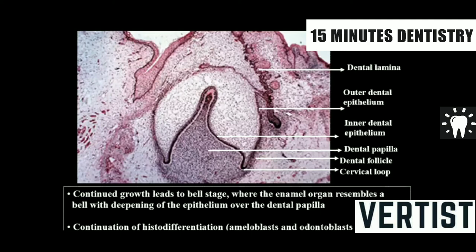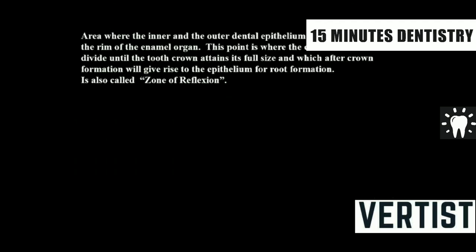Continued growth leads to the bell stage from the cap stage, where the enamel organ resembles a bell with deepening of the epithelium over the dental papilla. Now after this stage, the inner epithelium will get converted into ameloblasts and odontoblasts, and because of that, your crown will start forming. Now many times, if you read Ten Cate, he will not call it dental epithelium. He will call it inner enamel epithelium, because according to them, the enamel organ gives rise to only enamel as such.